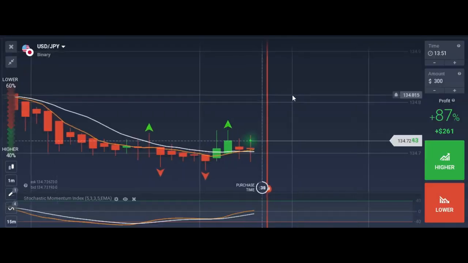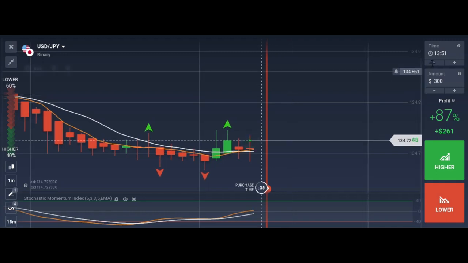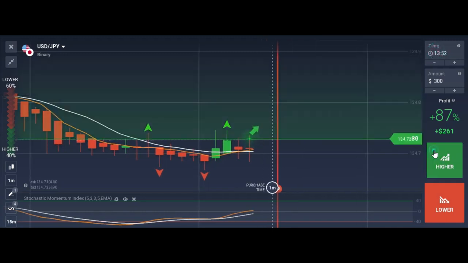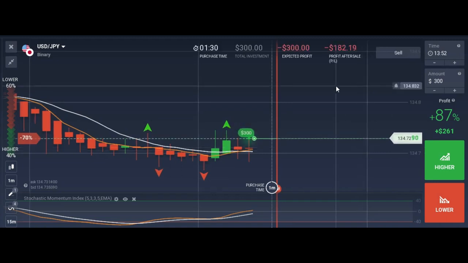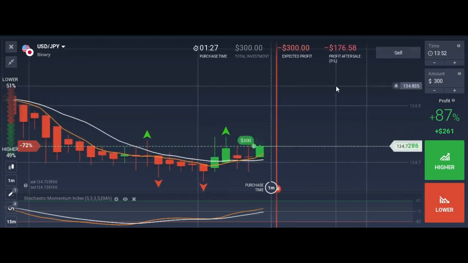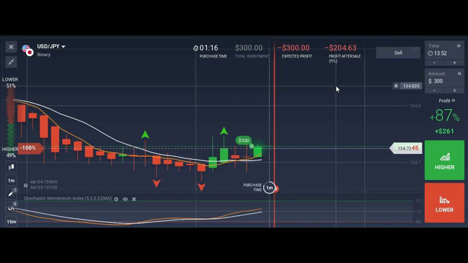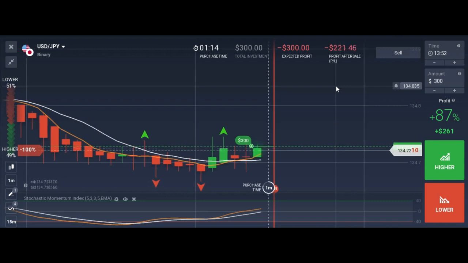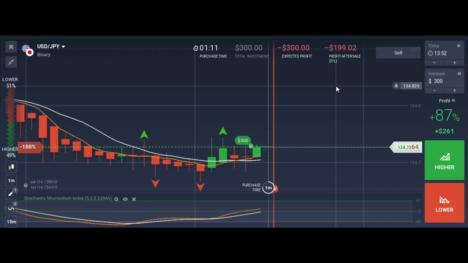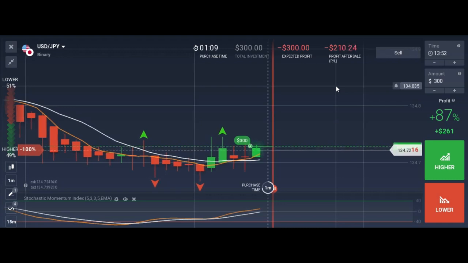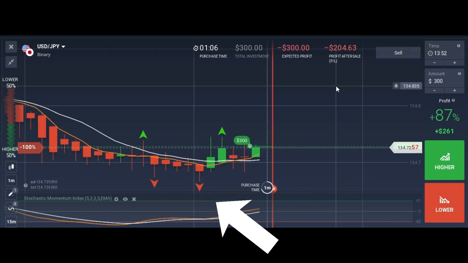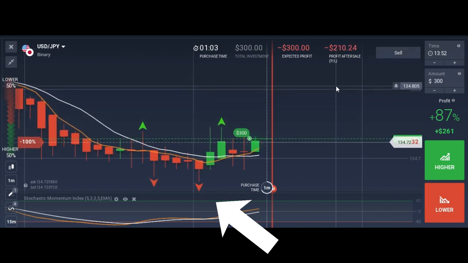Buy. Okay, here are the conditions to make a buy. Look, the orange moving average crossed the white moving average from the bottom to top. The stochastic momentum index lines had already been crossed. And the fractal had also already appeared, indicating that the price was going to rise.